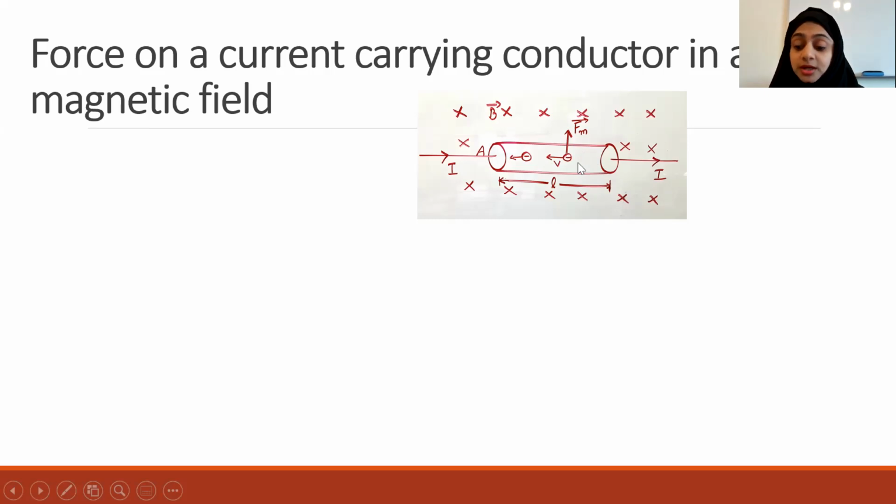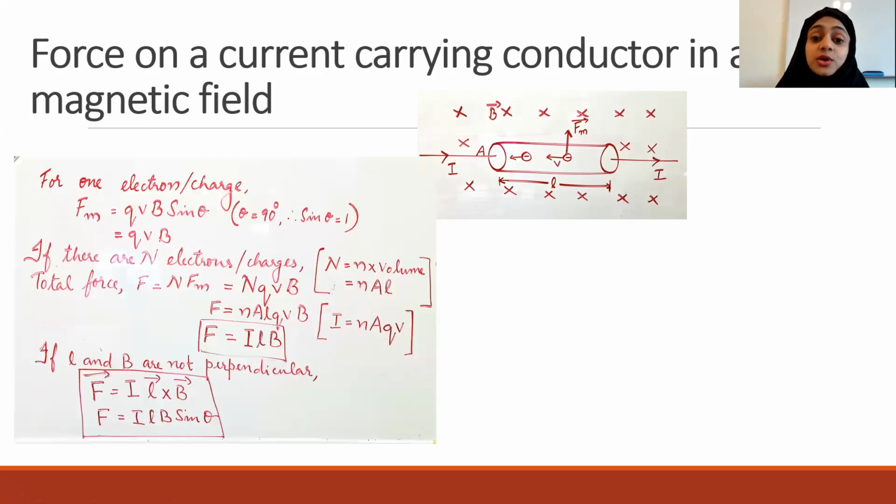And you have already learned the expression for the force acting upon one electron or a charged particle. Whether it is an electron or a charged particle, it doesn't matter. The magnetic force acting upon one single charged particle having charge Q and drift velocity V. I say drift velocity because that is the average velocity of a charged particle when current flows through it. So it is Q, V, B, sine theta. Here theta is the angle between velocity and magnetic field.